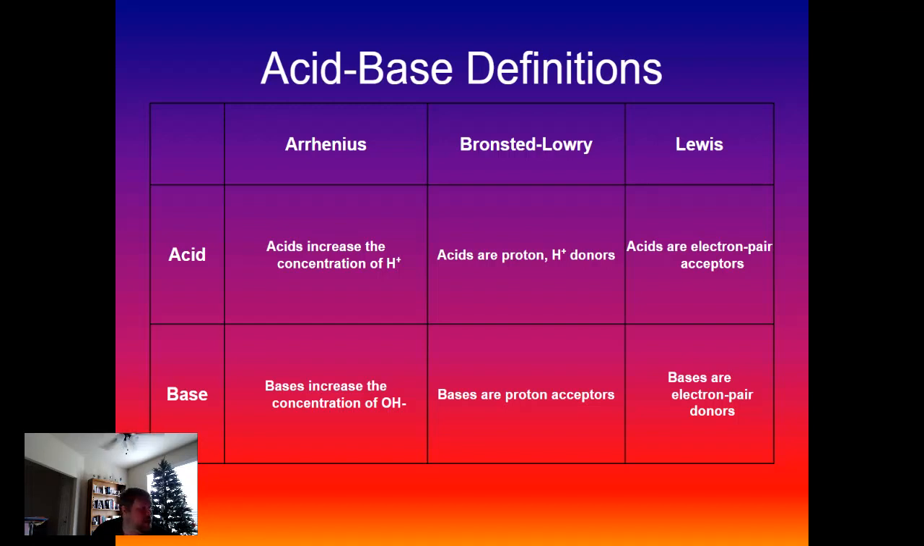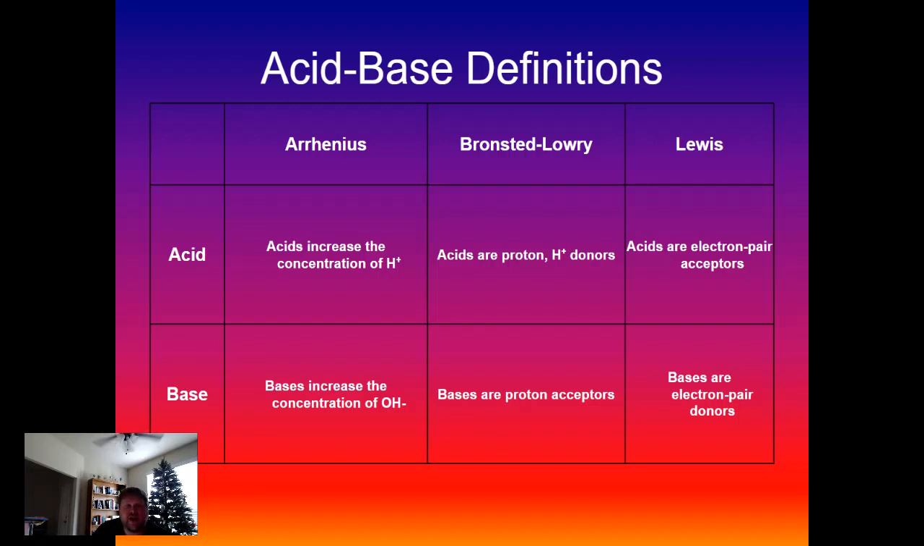So some time passes, and we get into the late 19th, early 20th century when we start trying to come up with a better definition, a more inclusive definition of acids and bases. So Bronsted and Lowry set out to define acids and bases not on how they're constructed or what they have in them, but more on their behavior. How do acids and bases behave in a chemical reaction?